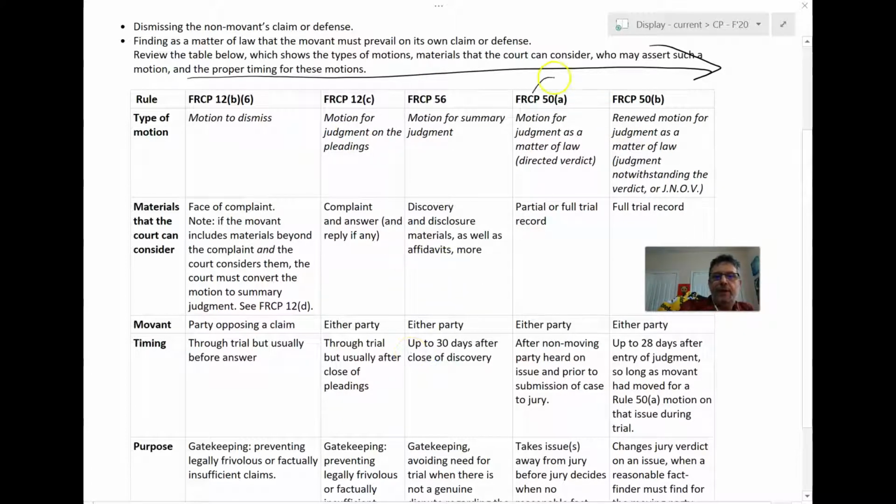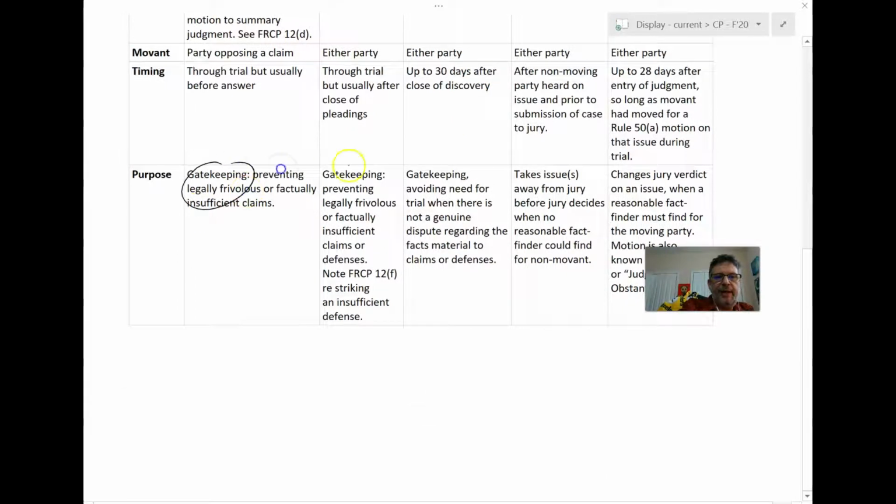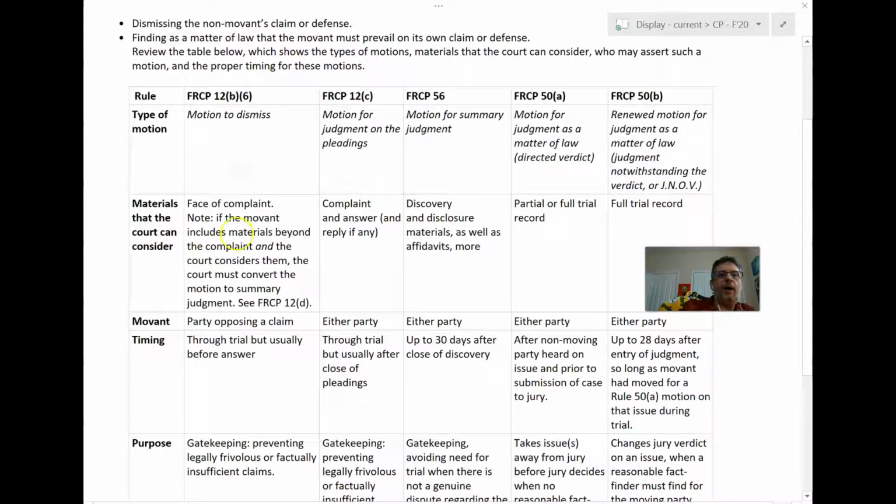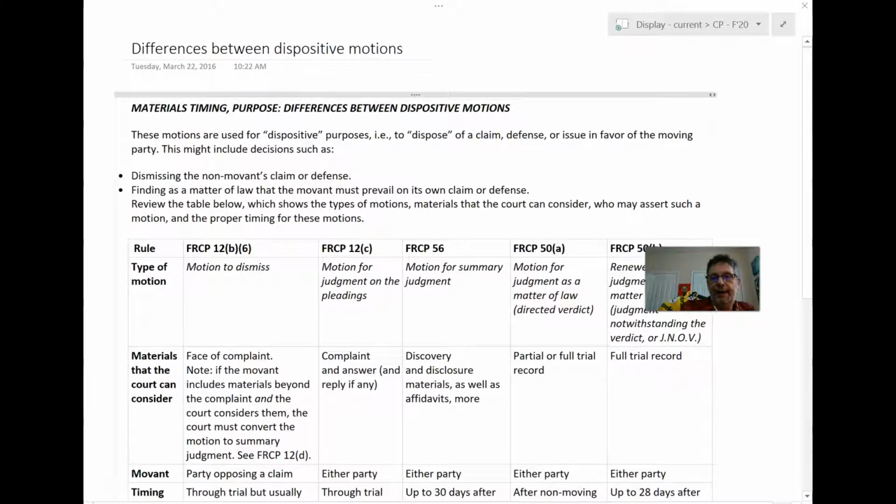That's much later. And then 50A is during trial, so a partial or full trial record. And a 50B is after a full trial record and a jury verdict, right? So much later, much more to look at. The purpose goes from initial gatekeeping to taking an issue away from the jury to actually changing a jury verdict. But the same idea exists through all of these, that based on what is being considered the moving party must win, right? So that's why these are all called dispositive motions. They dispose of a claim, a defense, or an issue in favor of the moving party.